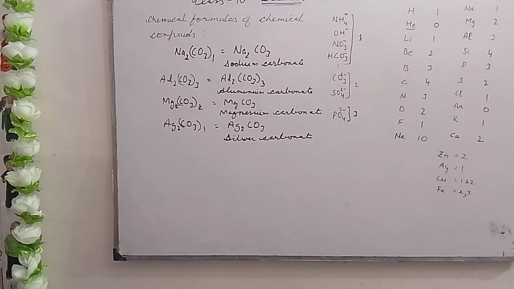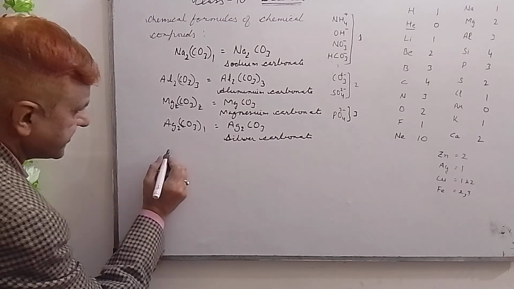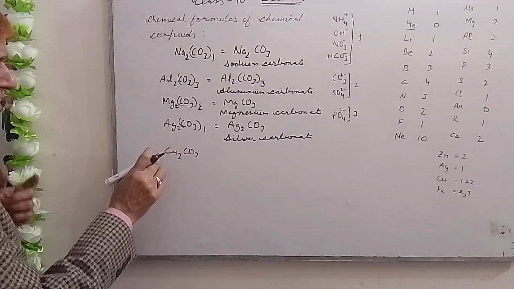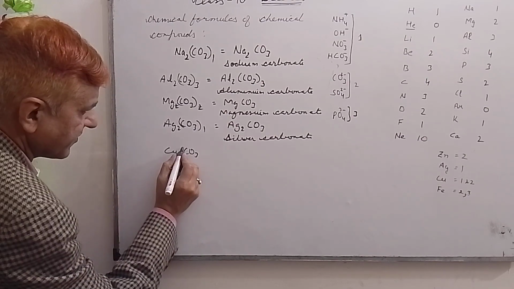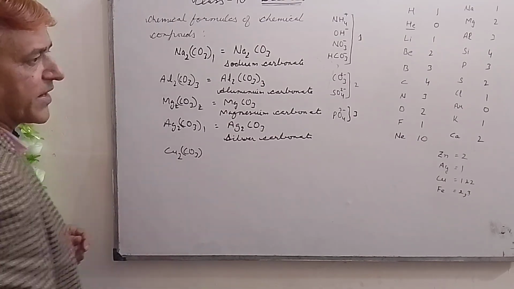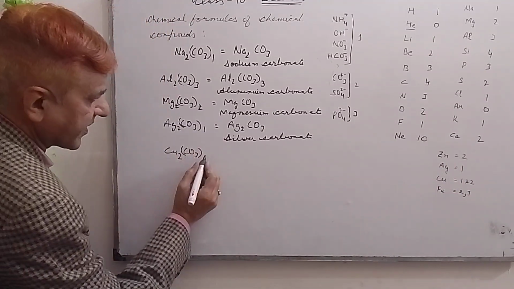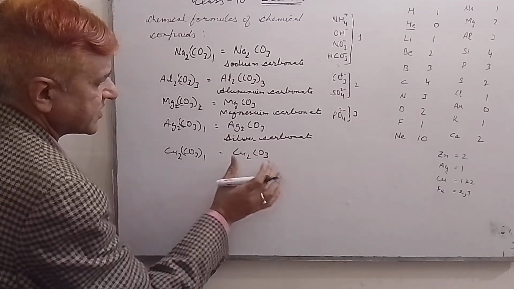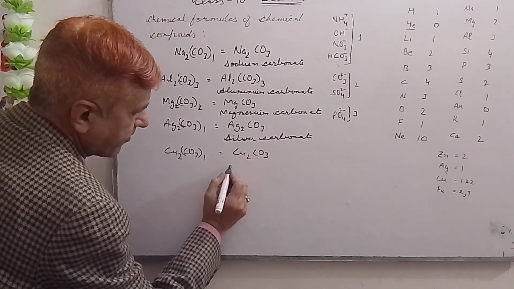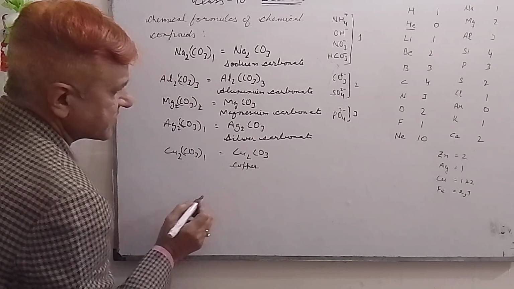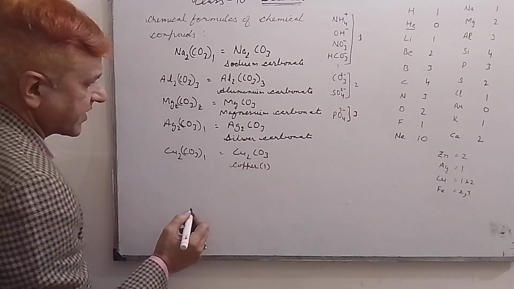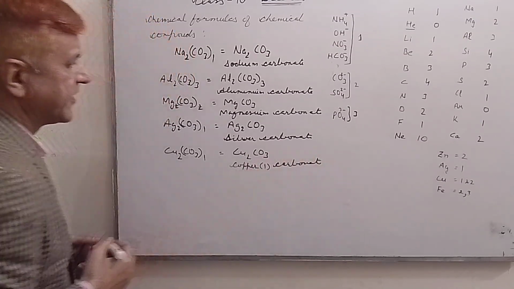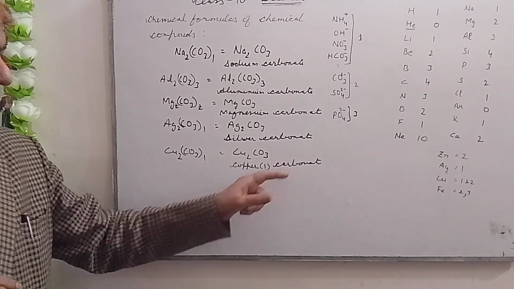Then we have copper carbonate. The valency of carbonate is 2. Copper has two valencies, 1 and 2. Here I am taking valency 1. So this is Cu2CO3. How can I write the name? Copper, with the valency I am taking, 1, inside brackets, and carbonate. So this is called copper(I) carbonate.